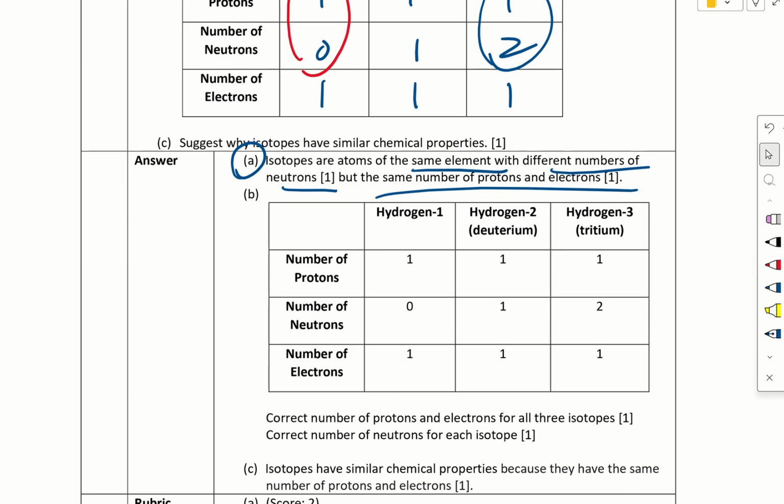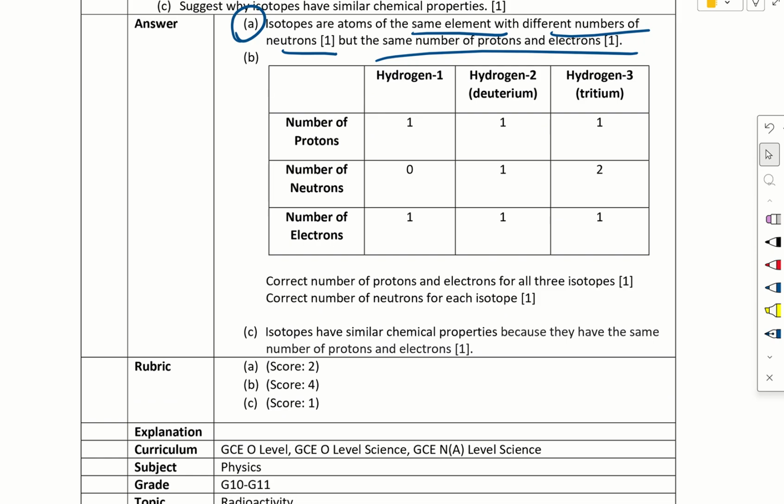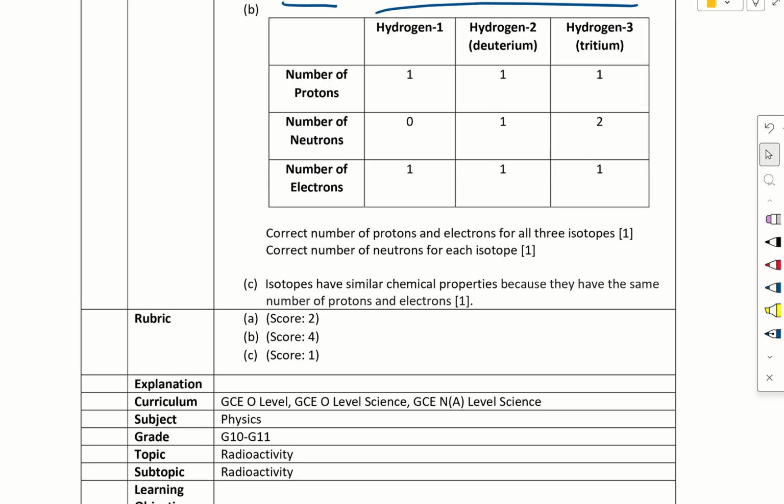So suggest why isotopes have similar chemical properties. They have similar chemical properties because they have the same number of protons and electrons. So it is not defined by the number of neutrons. This one you actually learn in chemistry. Okay, we move on to the next question.